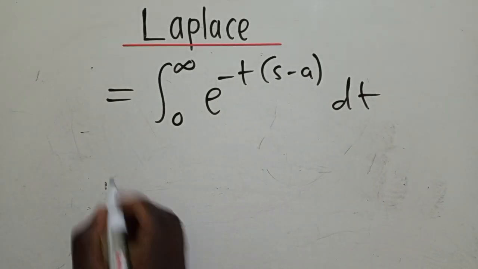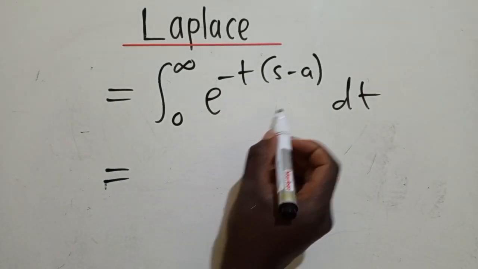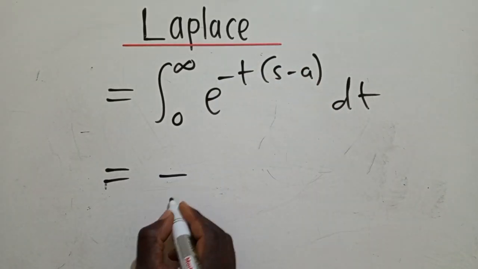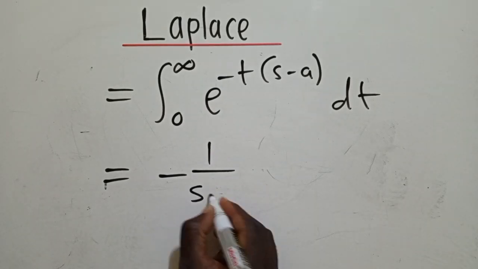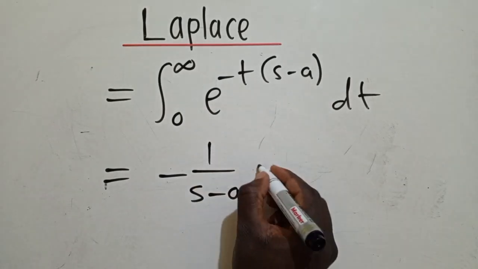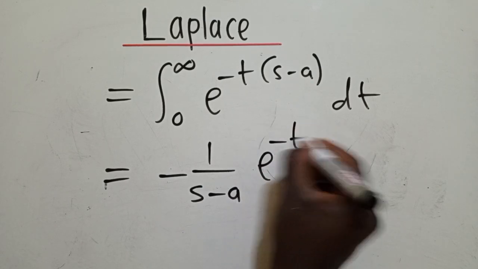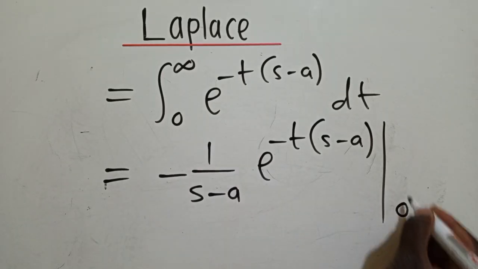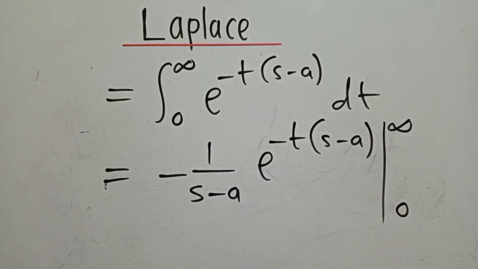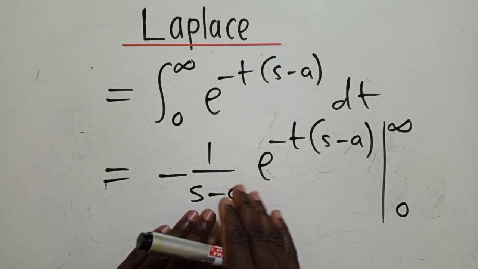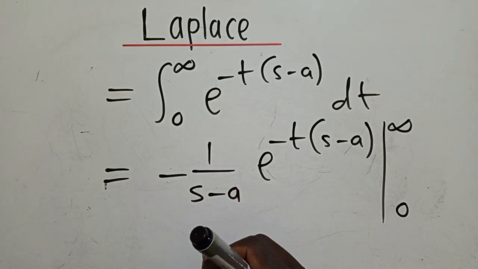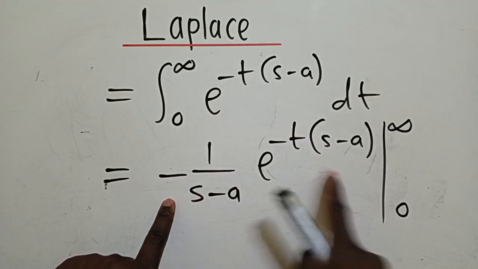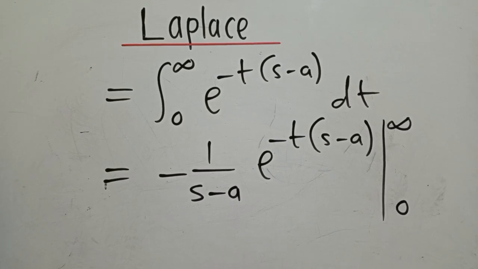you will understand. So the example that I gave you, when we integrate this with respect to t, we shall have a negative 1 over s minus a e power negative t s minus a, and the limits 0 will be here, the infinity there, okay? So just follow the idea that I gave you in example B. You integrate this, the answer will look like this, and then you put the limits just like that.